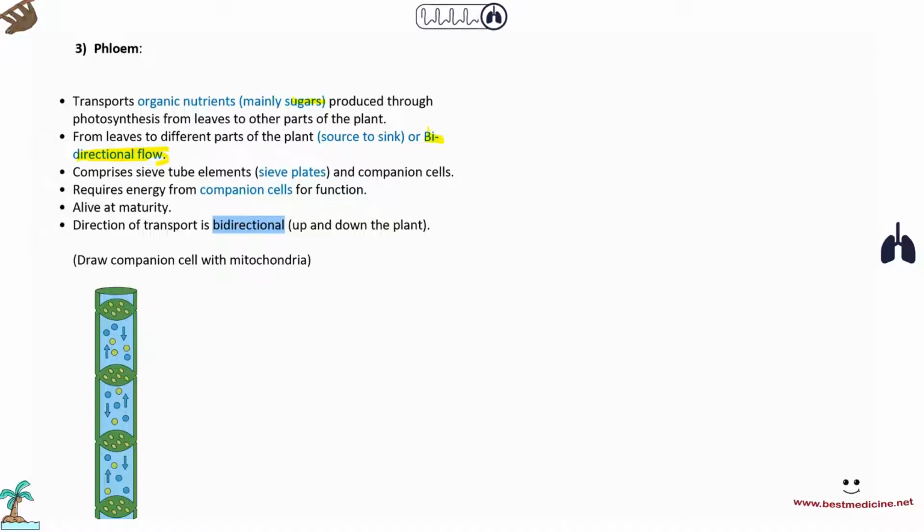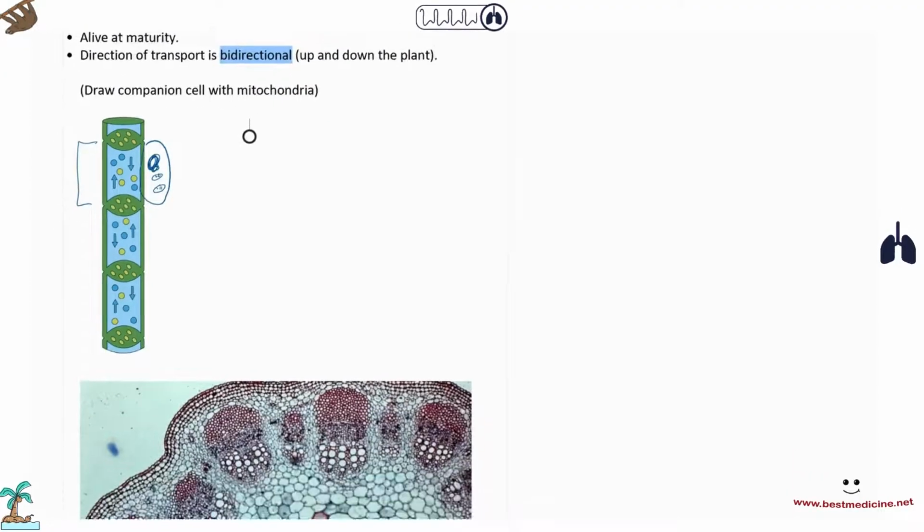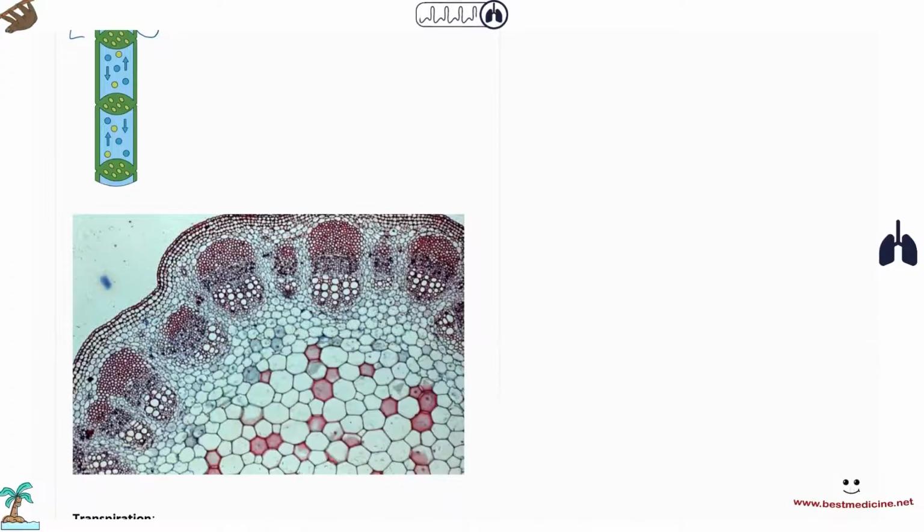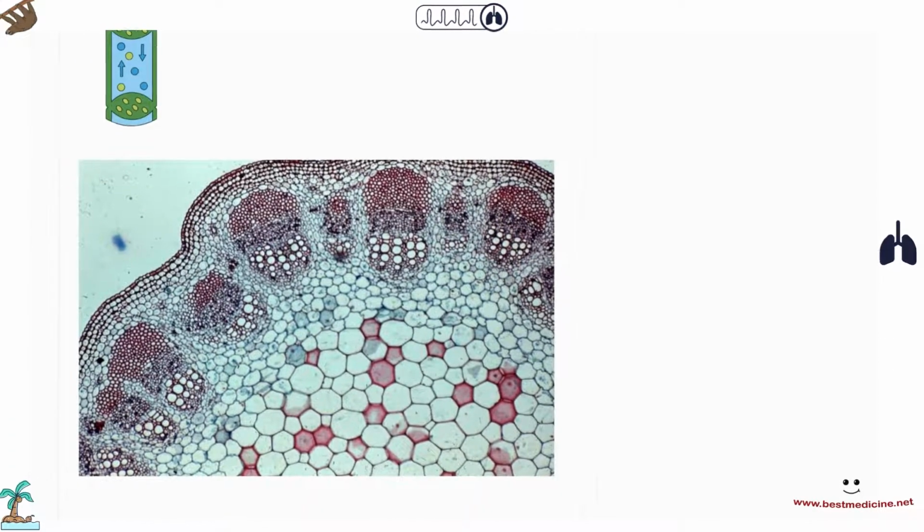It is made up of sieve tube elements, so these cells that you see here, these are called sieve tube elements. And each of these cells is alive. How are they alive? Because they have a cytoplasm and they have a companion cell that contains energy from the mitochondria to be able to keep them alive. Okay? And yeah, so this is how the vascular tissue looks inside a stem.